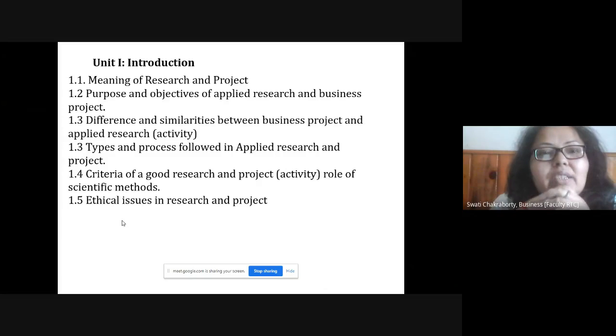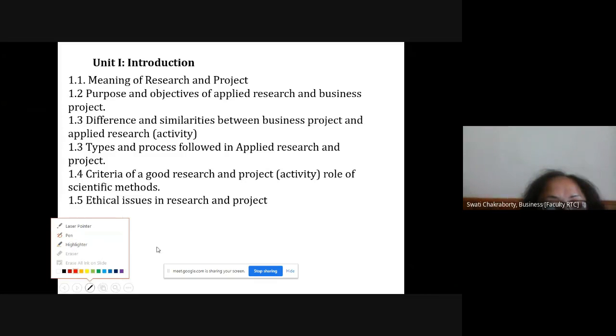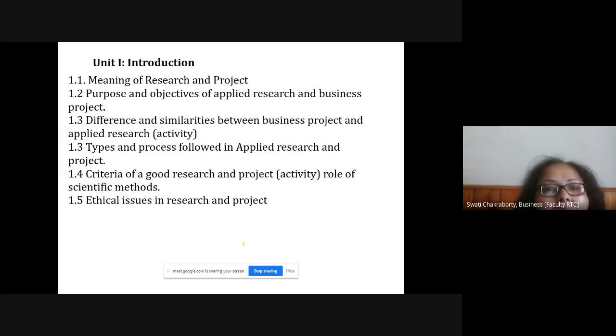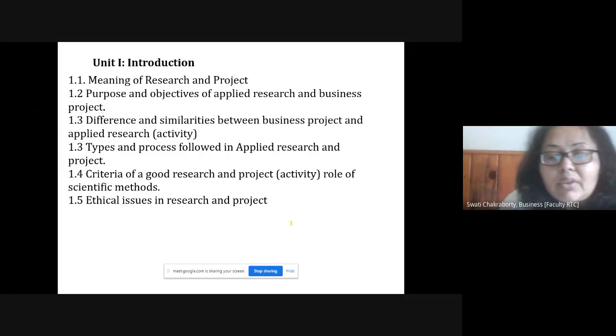What we had studied was the introduction, that is the meaning of research and project, and then we discussed the purpose and objectives of applied research and business project, differences and similarities between business project and applied research, which you've done as an activity, types and process followed in applied research and project, and criteria of a good research and project, again which you have done as an activity, followed by the role of scientific methods and ethical issues in research and project. This is what you all had done.